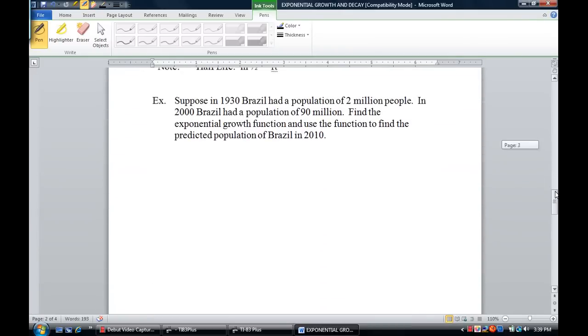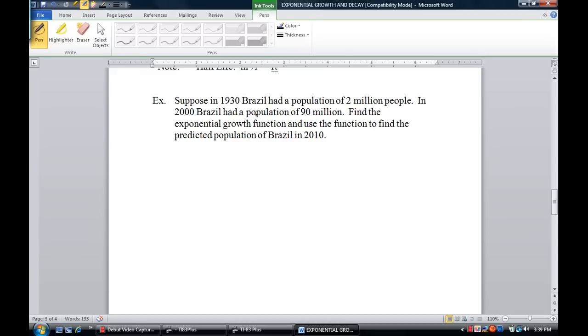And so, keeping that in mind, we're going to do one more that follows the exact same process. This one is a little bit more difficult because of the time, is what it comes down to. The question is asking to find the exponential growth function, and then use that function to find the predicted population in 2010.